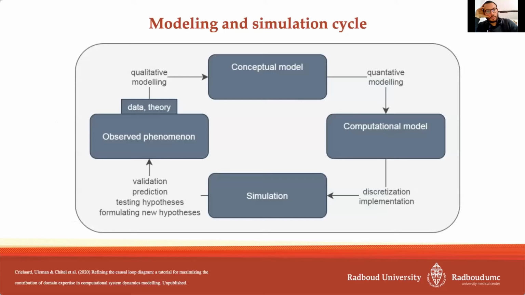Now, how do we develop such a system dynamics model? Well, this is the typical modeling and simulation cycle. We start with a conceptual model that is based on domain knowledge and/or data. From this conceptual model, we develop a computational model, which can then be used to simulate the phenomenon and then be validated. Once validated, such a model can be used to test new hypotheses, such as whether a certain preventive intervention on multiple risk factors actually works.